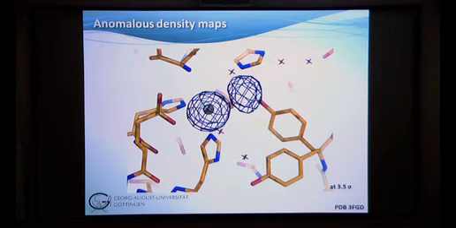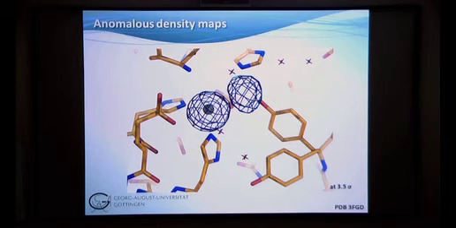Then you have cases like this, where you have the expected metal atom in the middle, and then you have that. So what is that? Surely there's something else here. There's another metal. We don't know exactly which type. In this case, it could be identified because we had a MAD data set. So the 2 peaks would have different heights at different wavelengths.